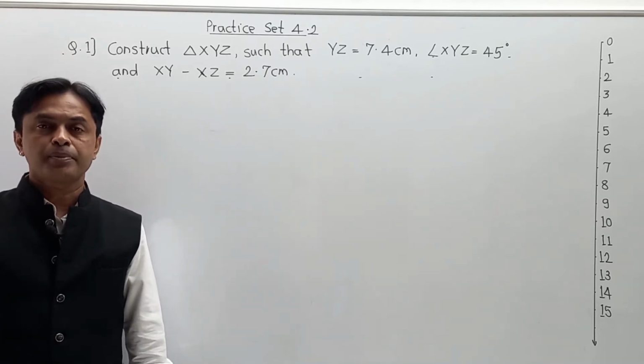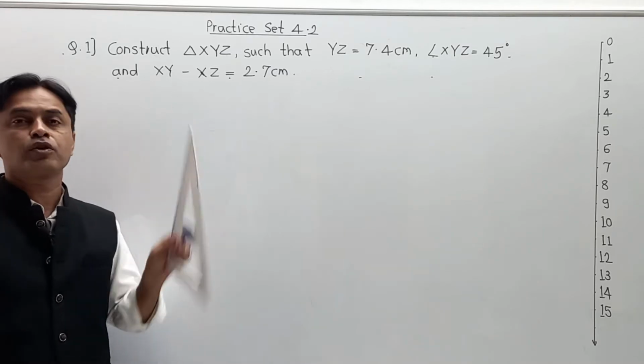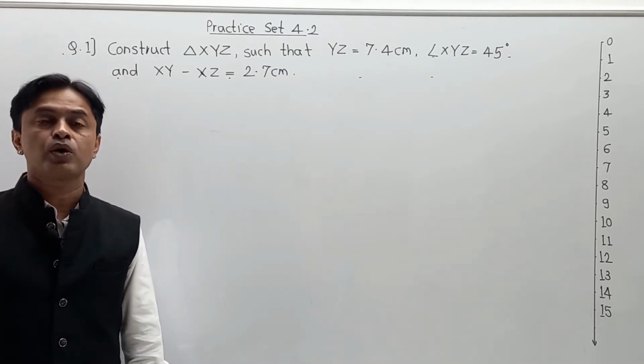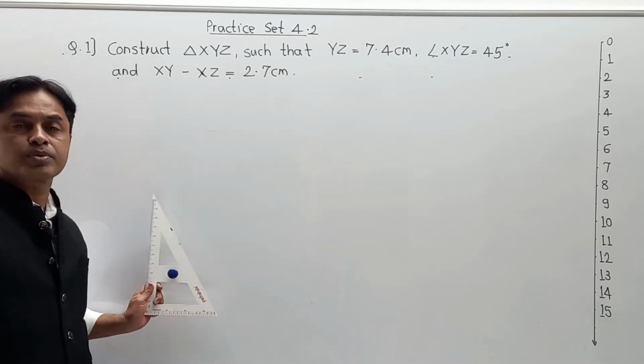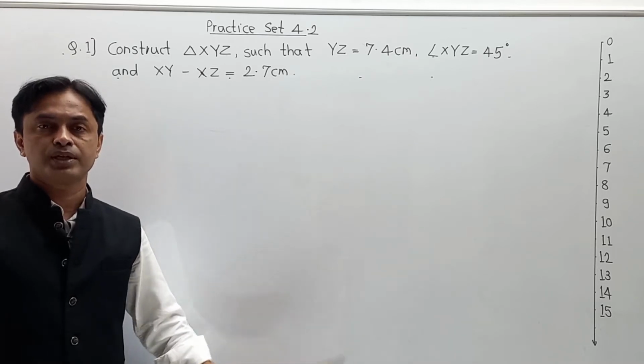In the first type of numerical, or you can say in 4.1, we have seen they have given the addition of two sides. But now in this exercise, they have given the subtraction of the remaining two sides. In that case, how to draw the construction? First of all, I am going to draw a rough diagram and give you the explanation. After that, I am going to draw the main diagram. Please try to understand over here.